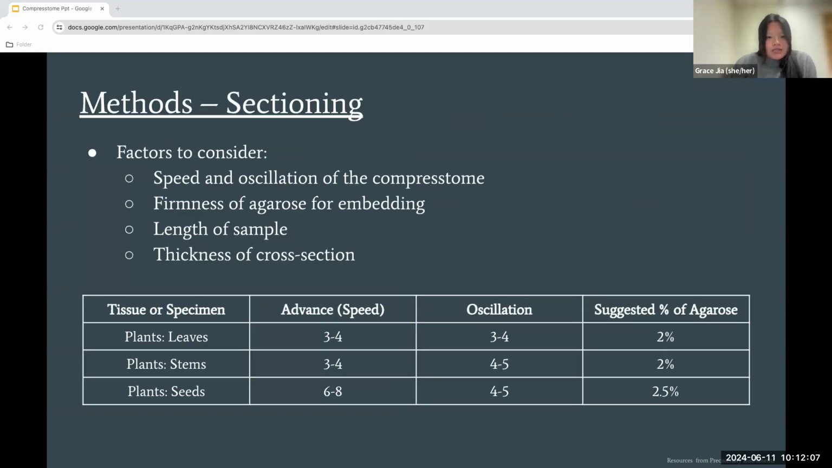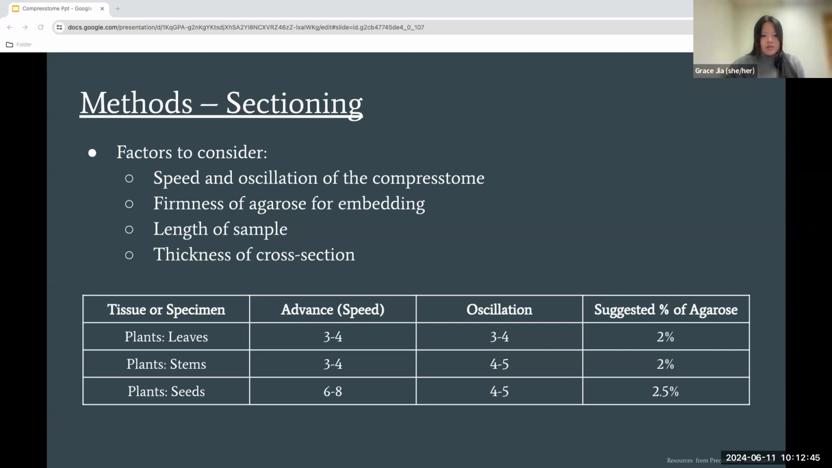So to begin, I would like to talk about the methods that we had tested out and thought about when obtaining these cross sections. So when sectioning woody tissue, the following factors are important to consider. Speed and oscillation of the Compresstome, which a recommendation from Precisionary Instruments can be seen at the bottom of this slide. Firmness of agarose for embedding, whether it is necessary to embed woody stems in agarose or if you can use the Compresstome without embedding a sample. The length of the woody stem sample and the thickness of the cross-section that you would like to obtain for microscopy.